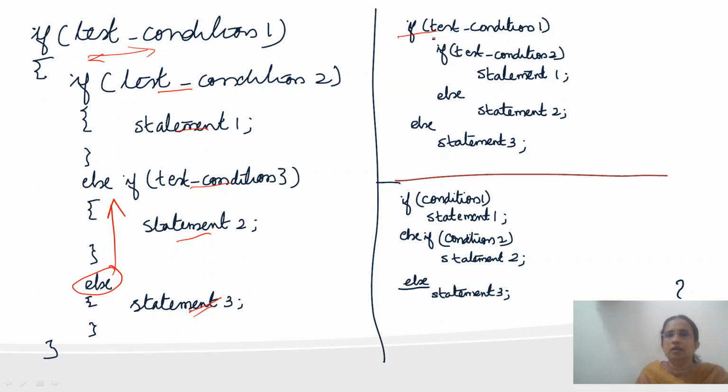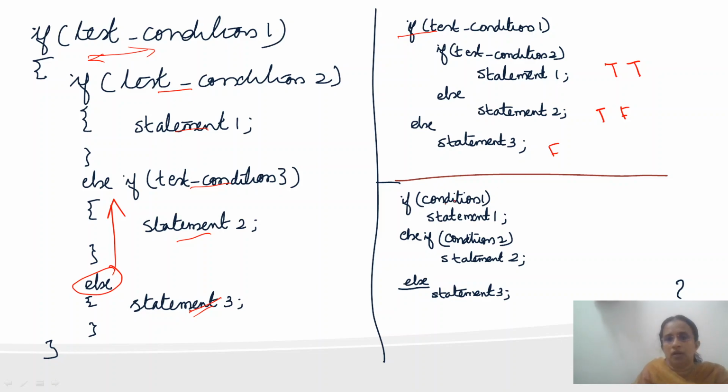See, here all the brackets are omitted because we have only one statement each. If condition 1, condition 2, statement 1. When will statement 1 be executed? Statement 1 will be executed if the first one is true and the second one is true. What about statement 2? The first condition should be true and the second should be false. What about statement 3? The first condition is false.